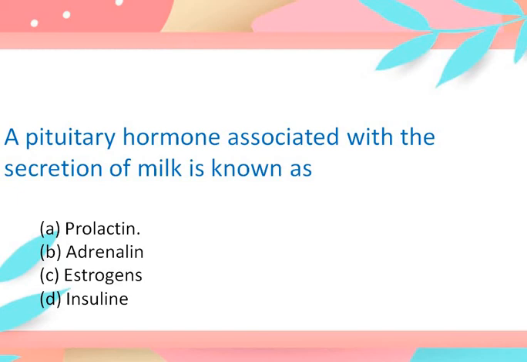A pituitary hormone associated with the secretion of milk is known as prolactin, adrenaline, estrogens, insulin. The correct answer is prolactin. A pituitary hormone associated with the secretion of milk is known as prolactin hormone.